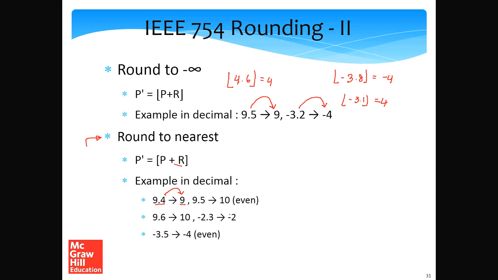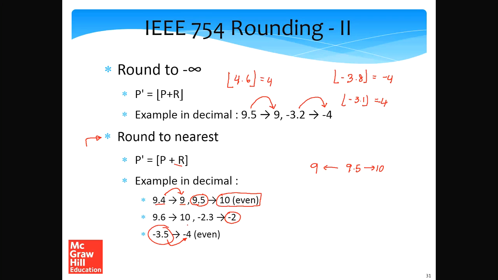Similarly, minus 2.3, the closer integer is minus 2. So that's fine. But the difficulty comes with 9.5 and minus 3.5, because they are in the middle. 9.5 can be rounded to either 9 or 10. So it's equally close to both 9 and 10. In this case, as a matter of convention, we'll prefer the even number. The even number is 10, so we'll round it to that. Similarly, for minus 3.5, we'll round it to the nearest even number, which is minus 4.